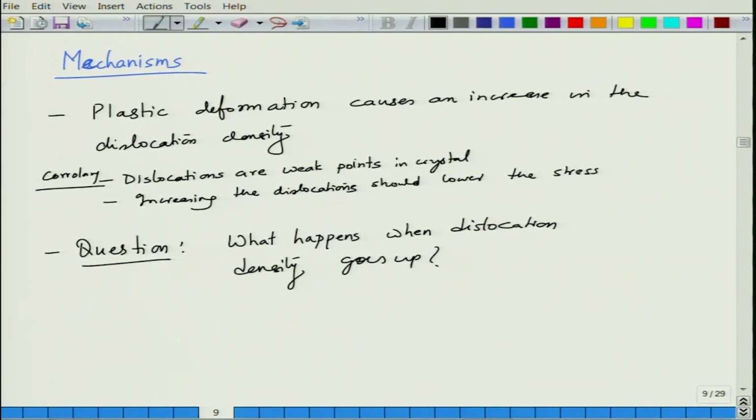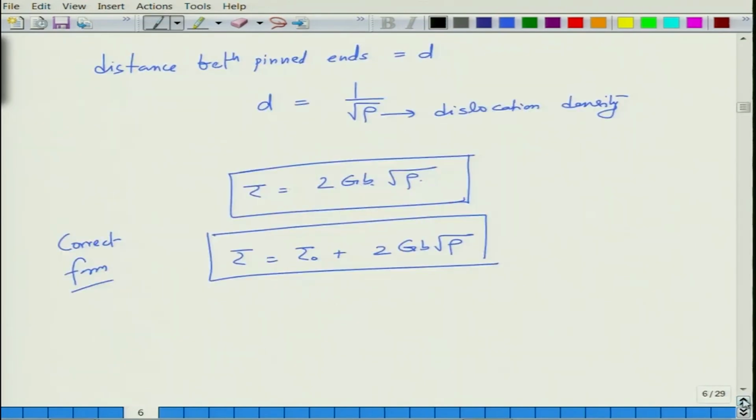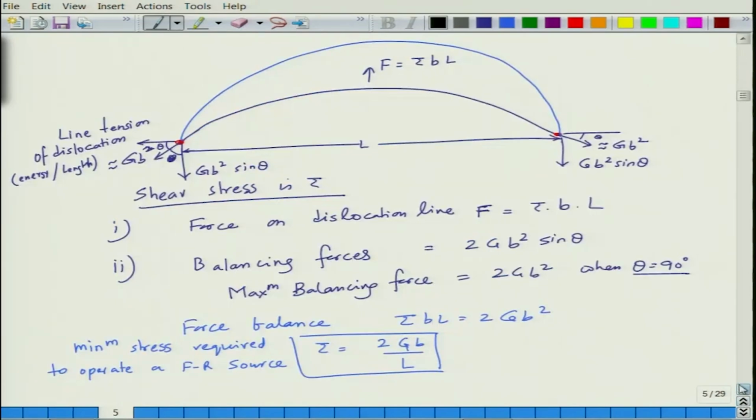So, what we have done in this lecture is we have looked at a semi quantitative analysis of the stress that is required to operate a Frank-Read source. This we have done by doing a simple force balance. When you apply a shear stress tau, the force on the dislocation line is tau b L, which is balanced by the line tension of the dislocation, and the maximum line tension that you can have is 2 G b square.